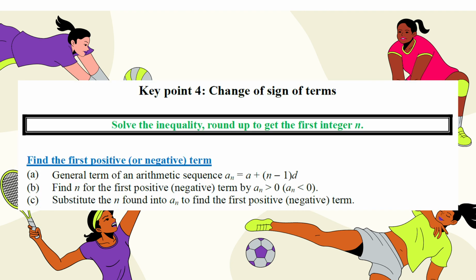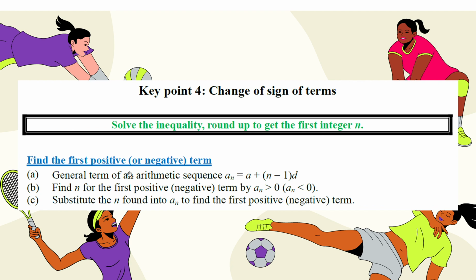Well done. Now, the change of sign of terms. Maybe there's a sequence that is positive and then changes to negative, or from negative to positive, and then they'll ask you what is the first positive term or the first negative term. Remember, find out the inequality, and then round the number up to the first integer, okay?